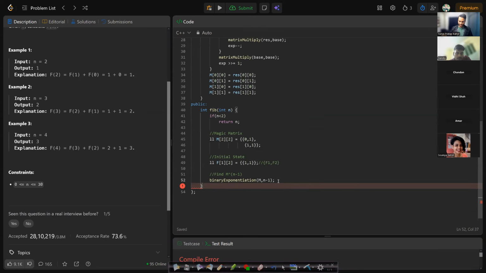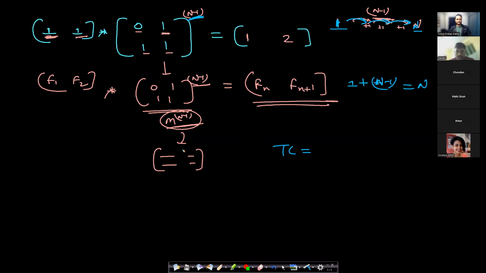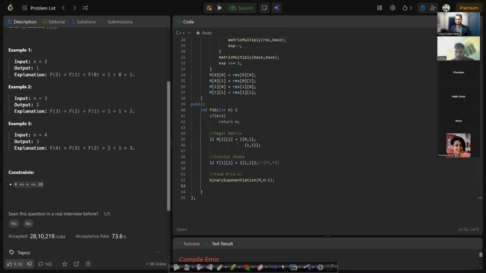So till now we have done the binary exponentiation. So we have found m to the power of n minus 1. But I have to multiply f with m to the power of n minus 1 to get the final matrix, isn't it? Do you remember? We have only found this m to the power of n minus 1. We have to multiply with the initial state to get to the final state and return the first value. So we have to do one more multiplication. So how to do that?